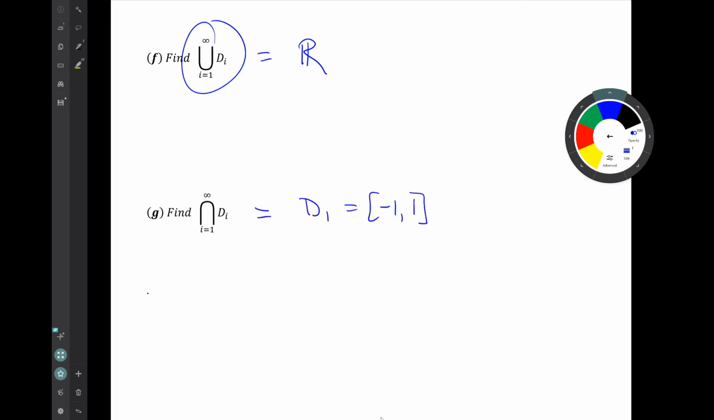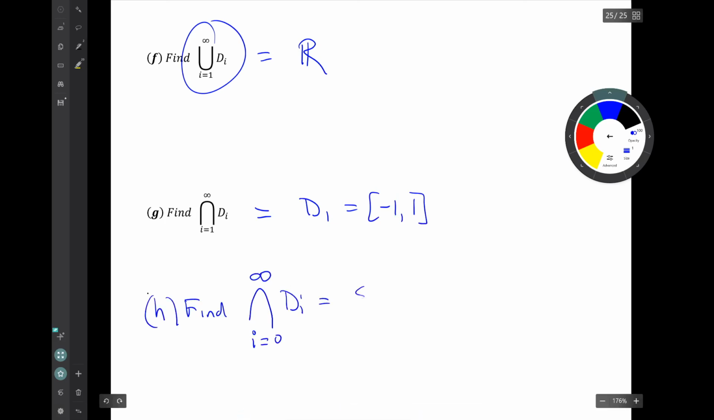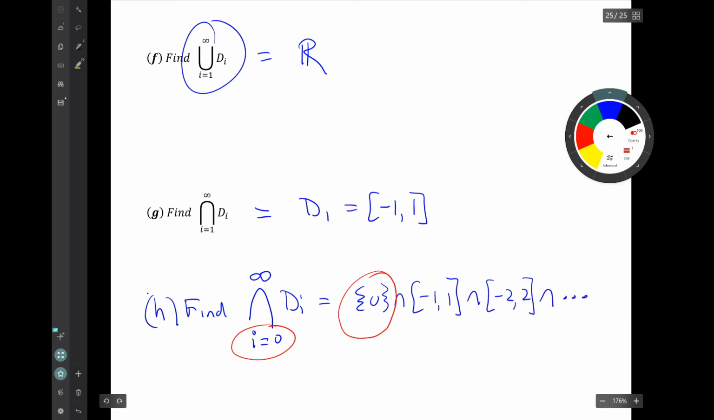Now here's a tricky thing. What about this? If I take the intersection over all i starting with i equals 0, then I've got that set thrown in. And in that case, the intersection is going to be just that set, the set whose element is the number 0, and that's D subscript 0.